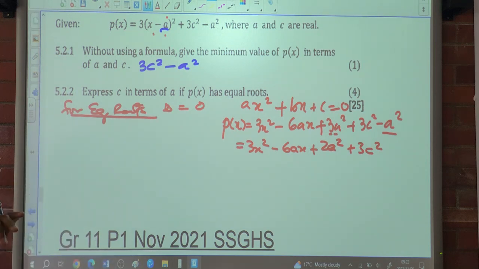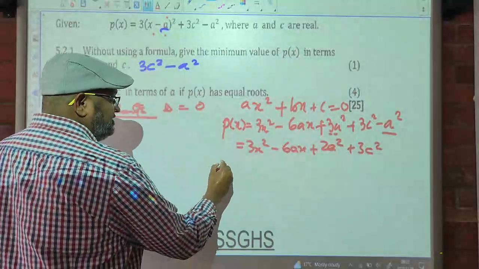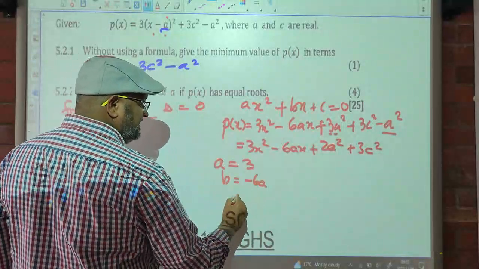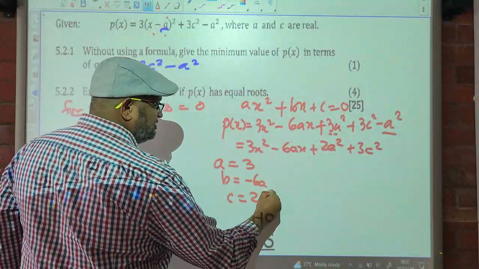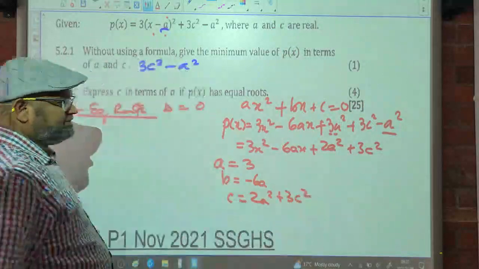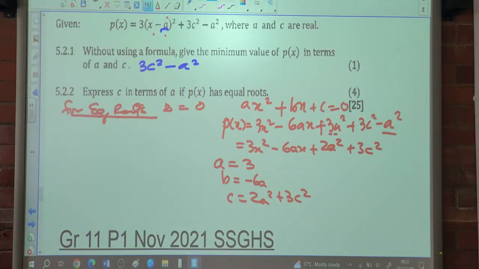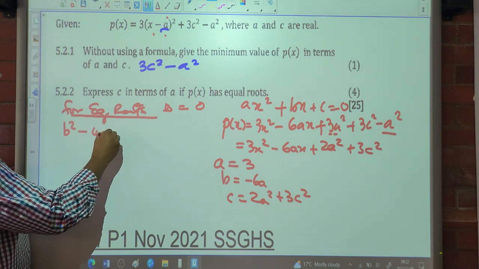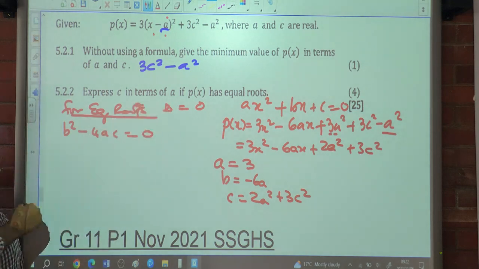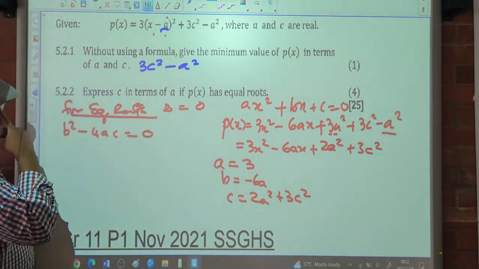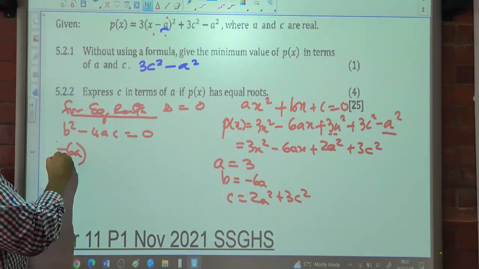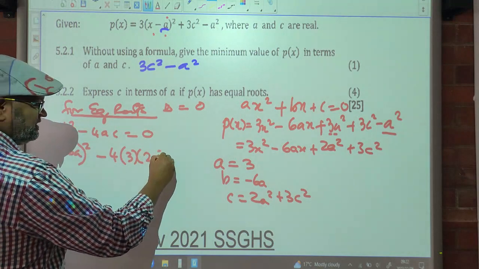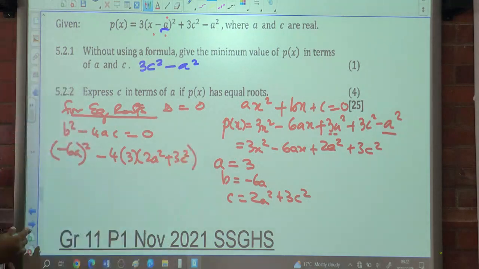So what do we do now? So what's your a value? 3. Your b value? Negative 6a. And your c value is 2a squared plus 3c squared. Can you see that, people? So delta, which is b squared minus 4ac, of course, is equal to 0 by definition here. So what do we say? Negative 6a all squared minus 4 times 3 times 2a squared plus 3c squared. Is that correct?